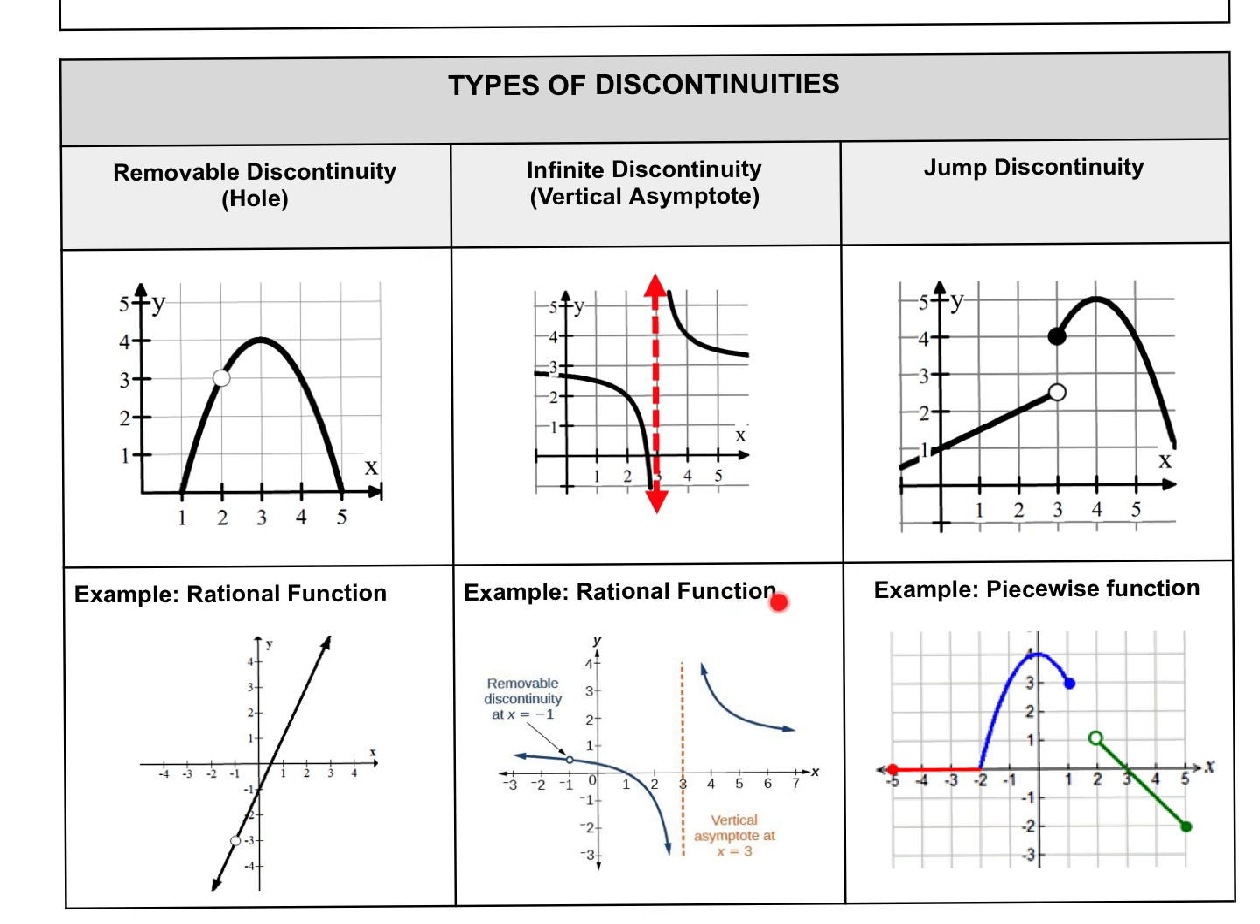This is an example of a rational function that has both. This has a vertical asymptote here and a removable discontinuity, or a hole, here. So there's two spots where you'd have to pick up your pencil. You'd have to pick it up here over the hole, and then here over the vertical asymptote.